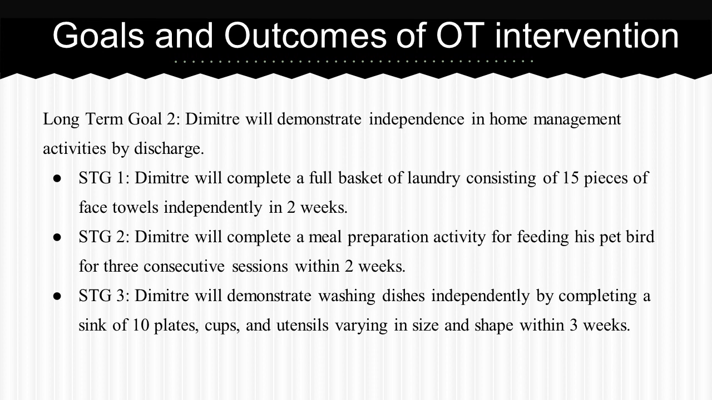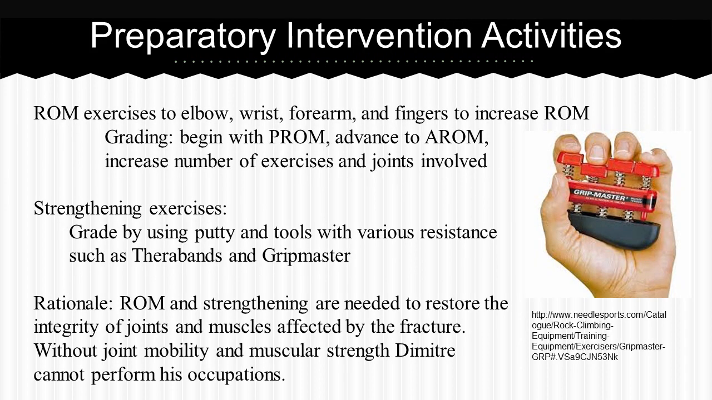With these goals, we will then develop intervention activities. Treatment activities, which are preparatory in nature, will be done with Dimitri. Range of motion exercises at the elbow, wrist, forearm, and fingers will help Dimitri increase his functional range of motion and thus increase his independence in activities and occupations. This intervention can be graded by beginning with passive range of motion and advancing to active range of motion. It can also gradually increase the number of exercises and joints involved.